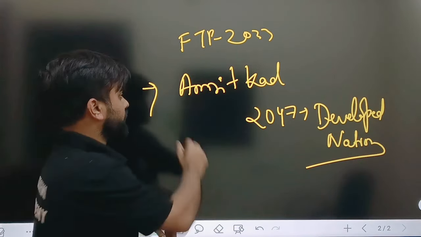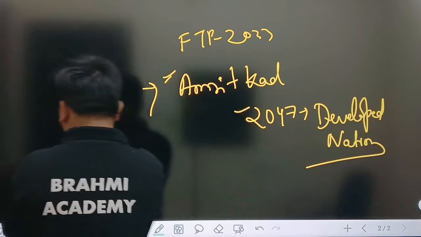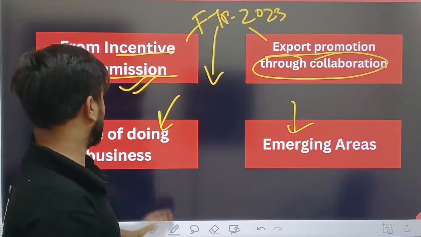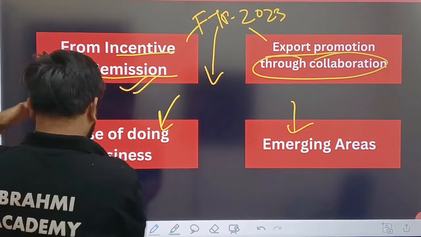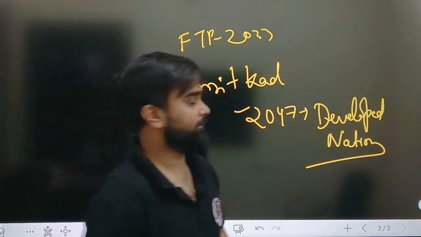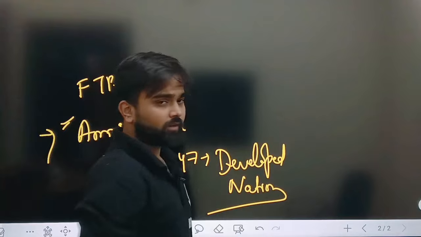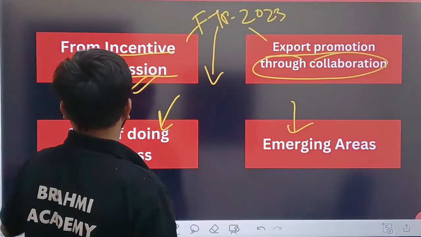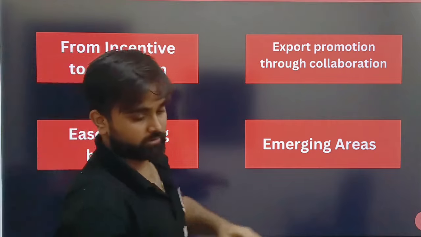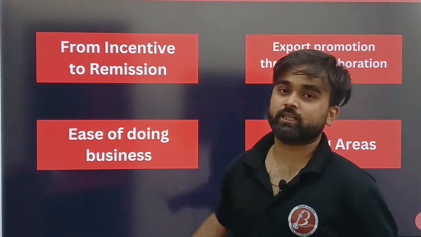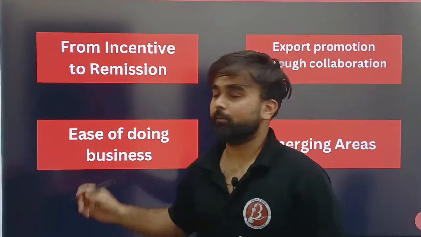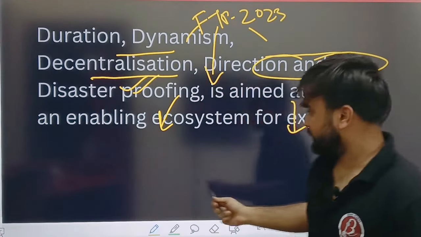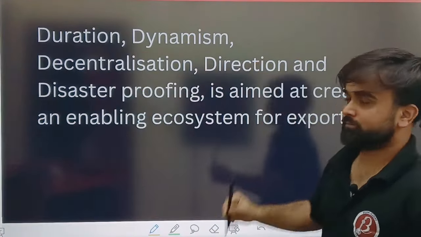So for achieving these things, we looked at the four important pillars: incentives, promotion through collaboration, ease of doing business, and emerging areas. In a similar aspect, what next was done, we tried to optimize the maximum from it. Let's talk about the independent things which are here in the foreign trade policy, other than those four important pillars, the keywords which are there.